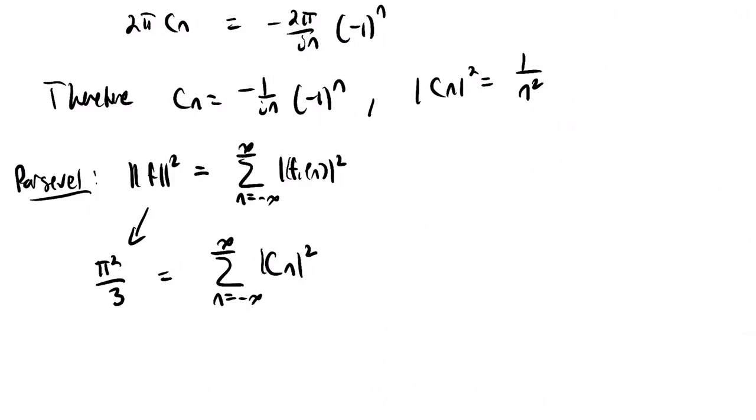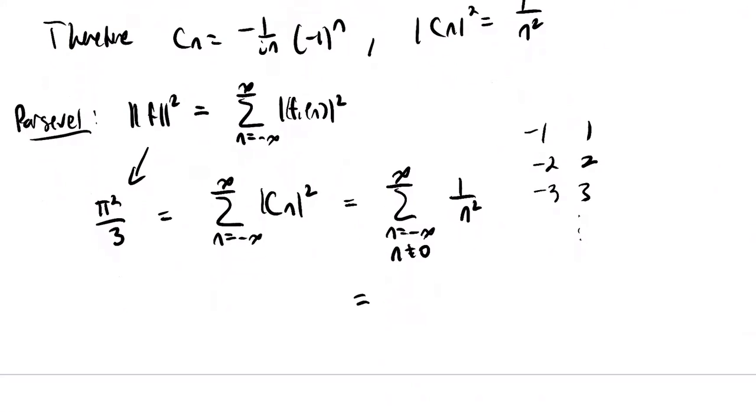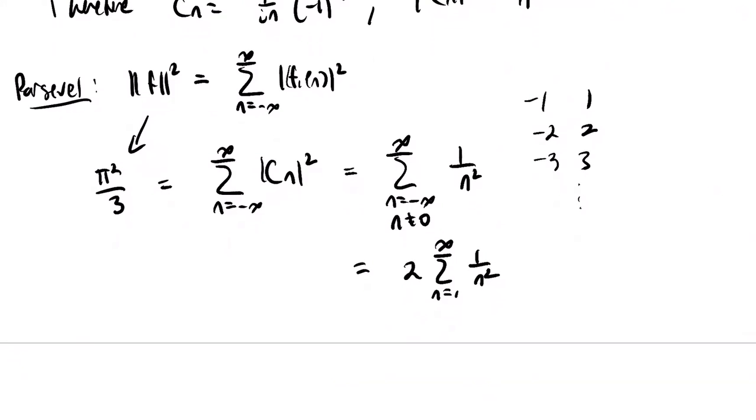Well, remember, if n was equal to 0, we just got 0. And so this is actually the sum from minus infinity to infinity when n is not equal to 0. And for each of these terms, we saw that Cn squared is just 1 over n squared, right? But notice that if I have negative values of n and I square them, the minus sign goes away, right? So for example, minus 1 and 1 contribute the same, minus 2 and 2 contribute the same, minus 3 and 3 contribute the same, and so on. And so this is actually just equal to twice the sum from n equals 1 to infinity of 1 over n squared. And so the Parseval theorem tells us that these two terms are equal.